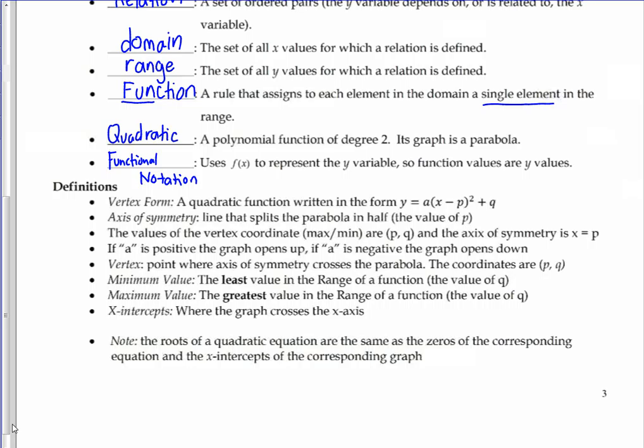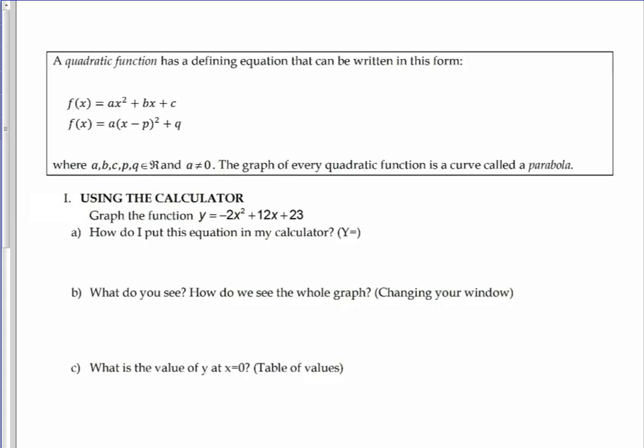There are 2 ways we can write our equations. One of them is vertex form. This is on your formula sheet. We'll talk about what those variables a, p, and q stand for. Let's come back to this later, when it actually means something to you. So again, our equation can be written in standard form or in vertex form. There are 2 forms we can write our equations.